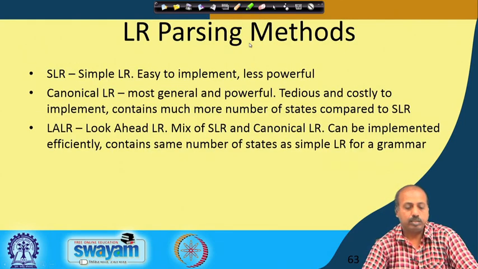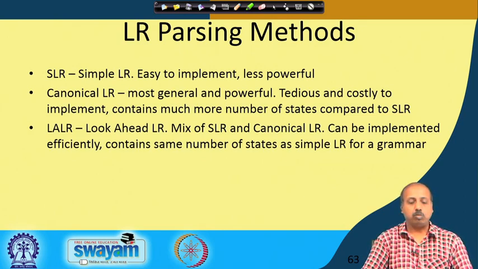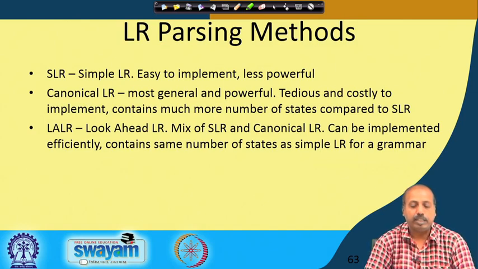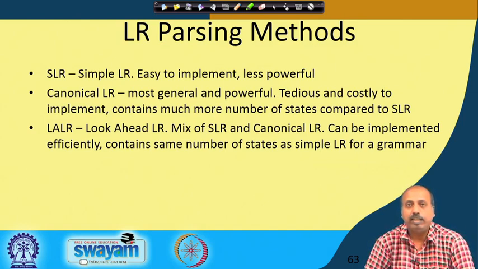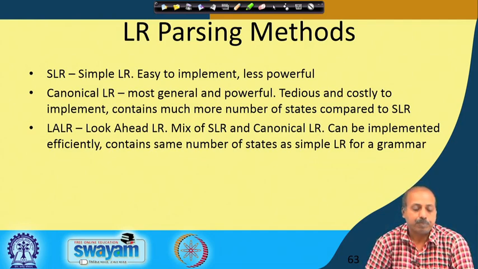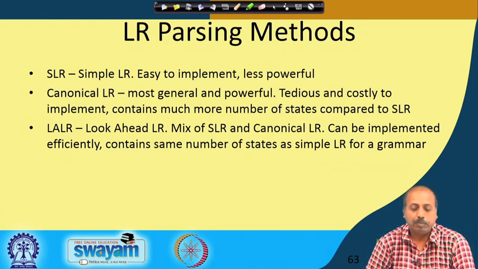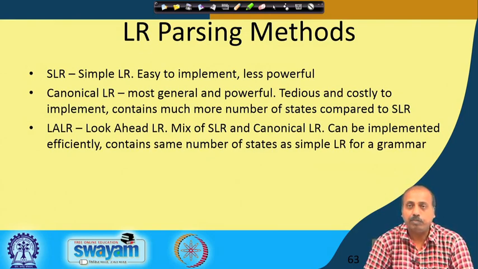So, there are three different methods of LR parsing that we will be discussing in this course. One is the SLR parsing, or simple LR. They are easy to implement and less powerful. Powerful in the sense that the class of languages for which you can construct a parser without any shift reduce or reduce reduce conflict. So, if that set is pretty large, we will say that the parsing strategy is powerful. If it is not, we will say it is less powerful.